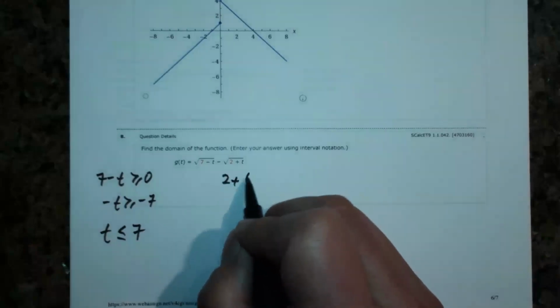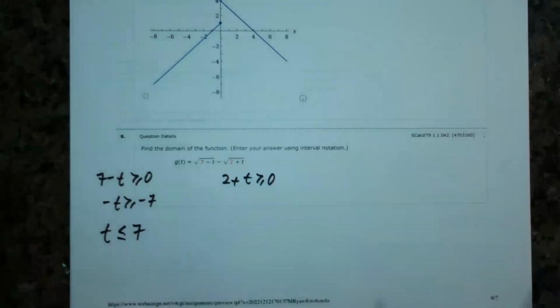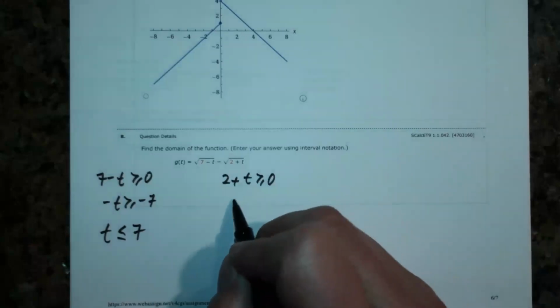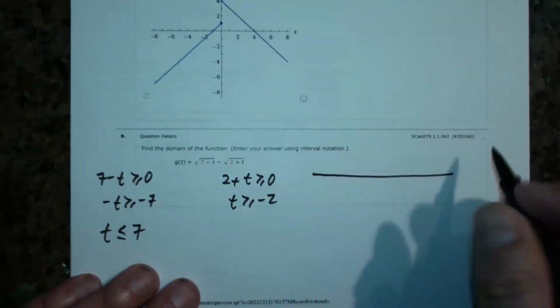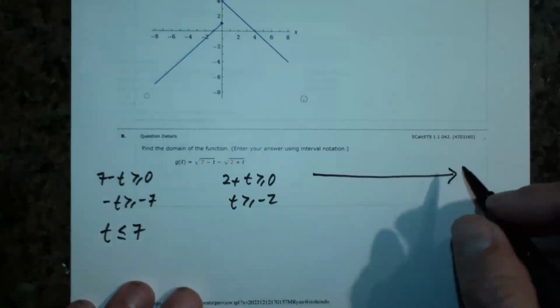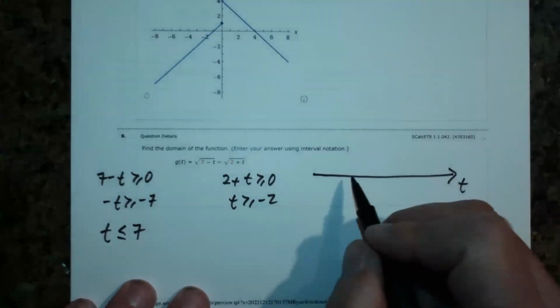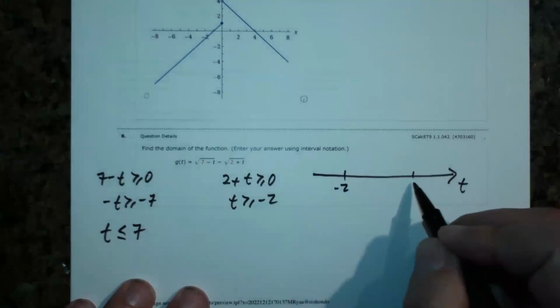Also, 2 plus t has to be positive as well. Subtract a 2, I get t is bigger than or equal to -2. Now, I want to point out on the number line what this means. We have to make both true. So here's -2, and here's 7.